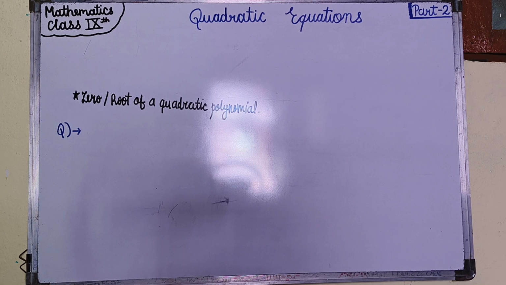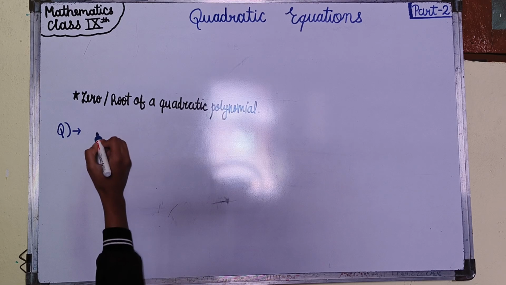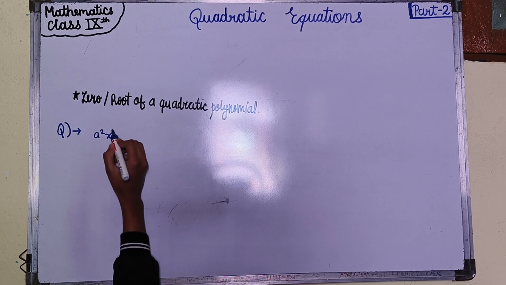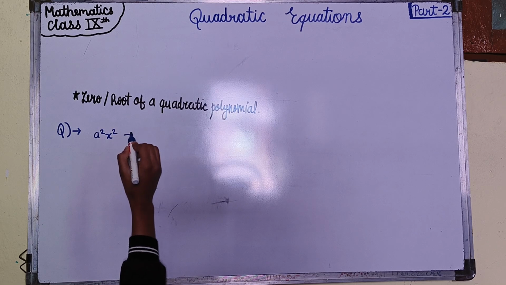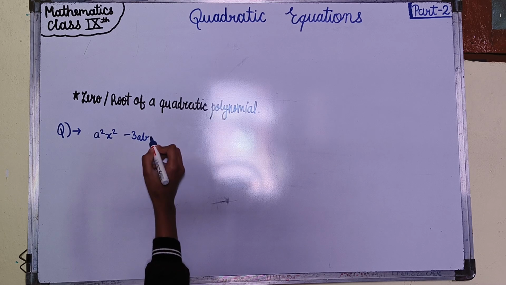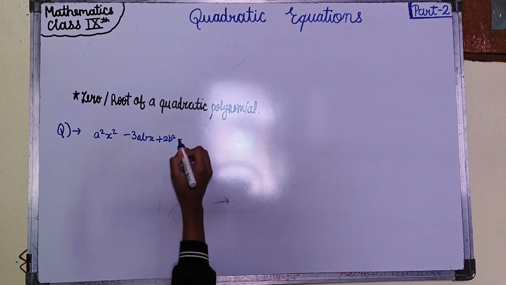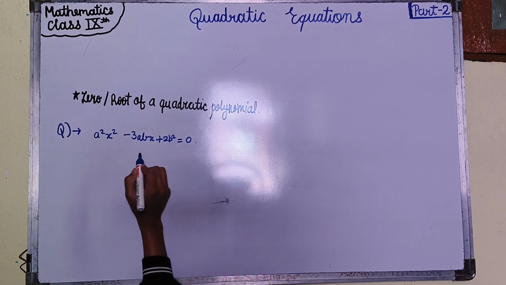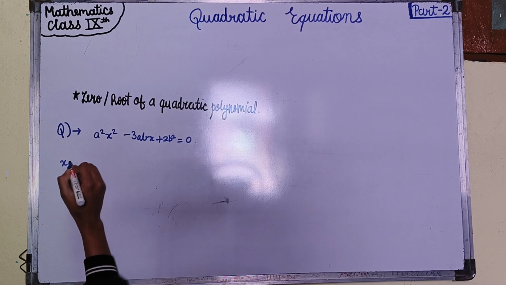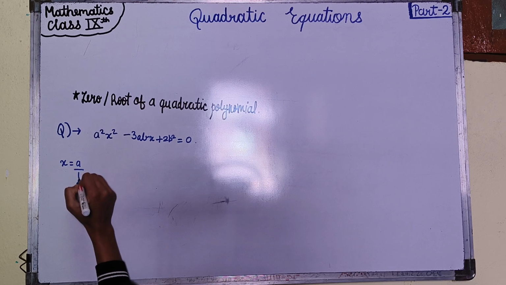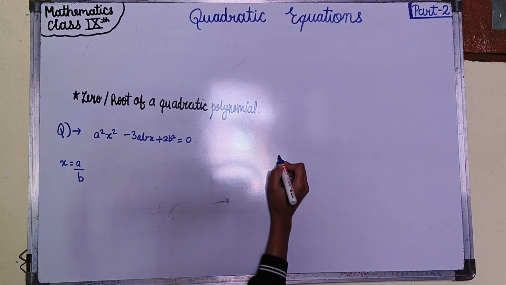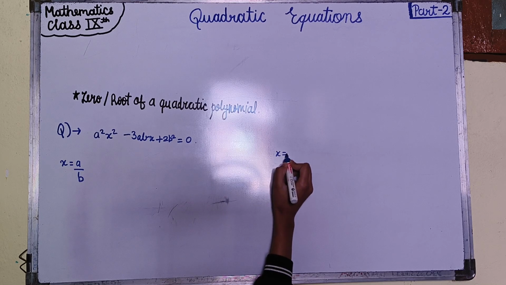The question is, examine whether the given values of x are the roots of the quadratic expression a square x square minus 3abx plus 2b square is equal to 0, when x is equal to a upon b and x is equal to b upon a.